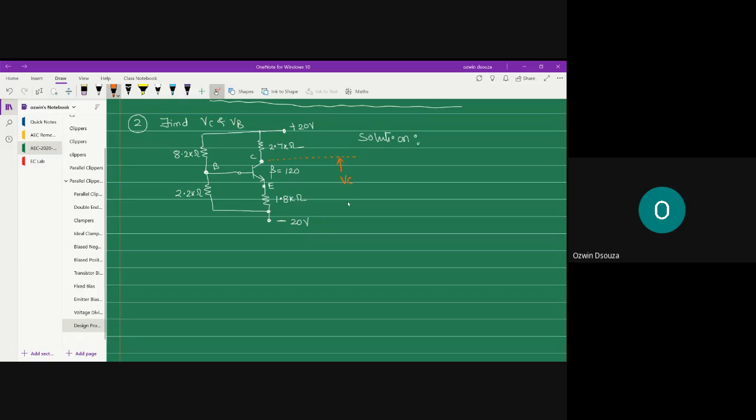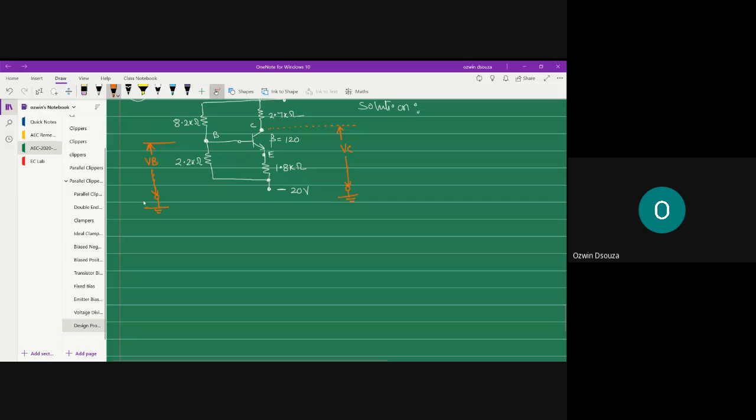VC from this terminal to the ground terminal, and we have VB from this terminal, that is from the base terminal, to the ground terminal. All right, fine. So to solve this particular problem, you have to apply Thevenin's theorem. So let's apply Thevenin's theorem.